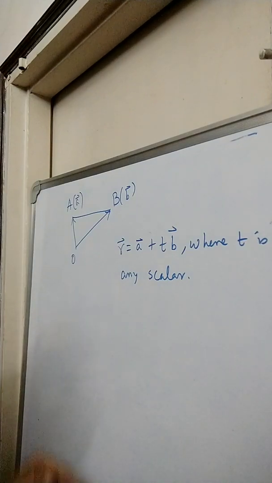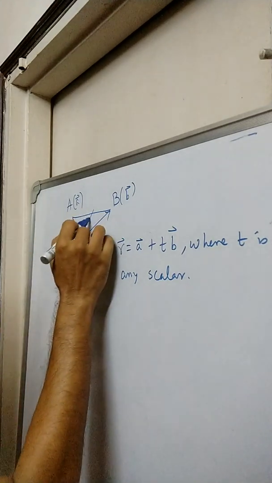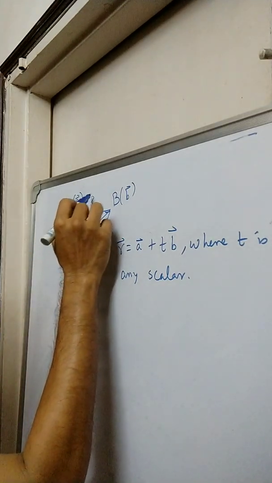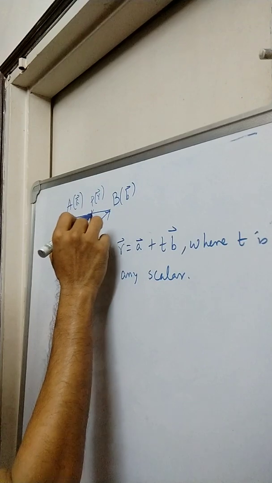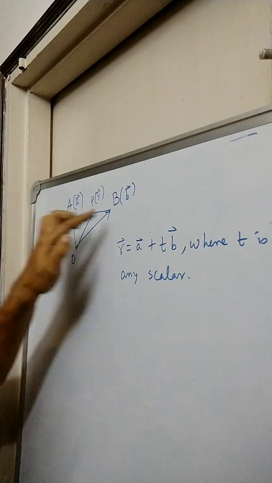Now we try to find the equation of this straight line. So we will have to fix up a point P, which is the locus point of this straight line. We know the idea of the locus point. This point P draws the straight line.